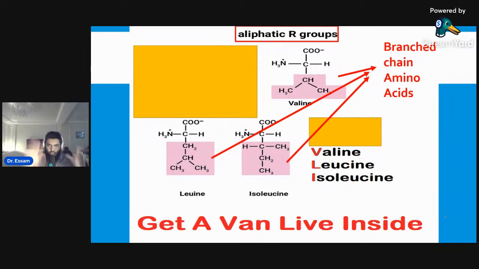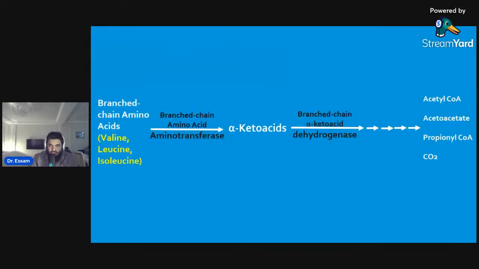Now I want to quickly tell you, this will only take 5 minutes. So don't worry, we are going to see the metabolism of the branched chain amino acids. Which are the branched chain amino acids? There are three: valine, leucine, and isoleucine. This is very simple because all three amino acids use the same reaction.